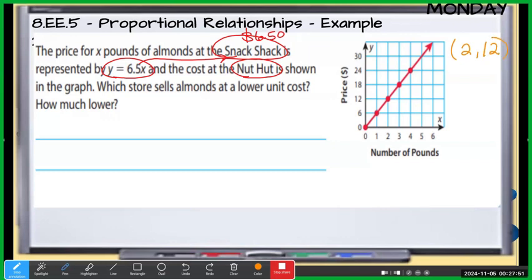So notice he said a point, so I expect him to give me a point. The point would be (2, 12). So 12 divided by 2 would give us what? Your notes told you an easier way to find the unit rate of a graph.